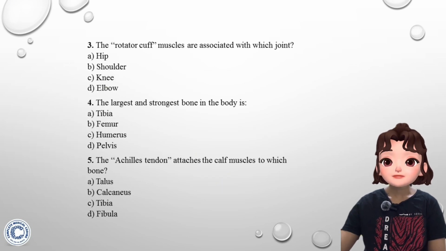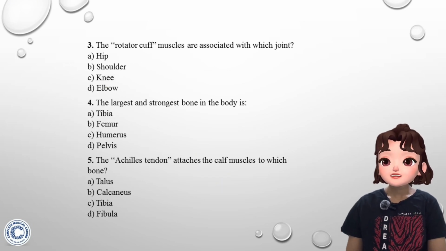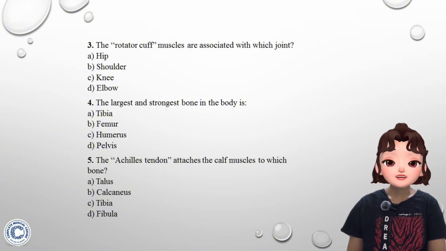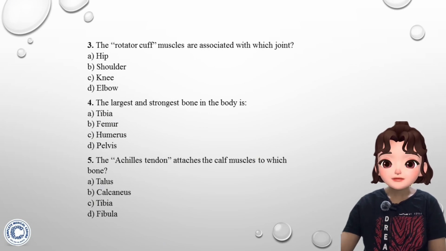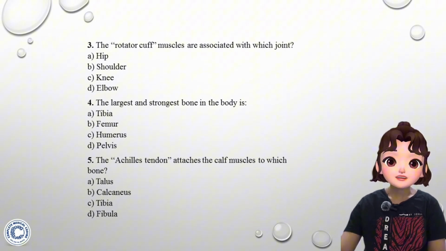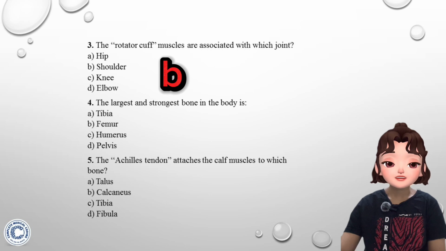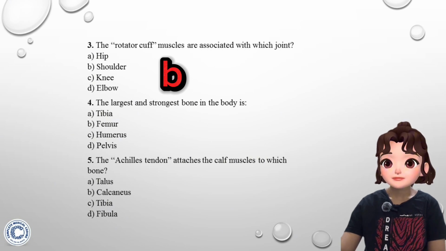Now, third question. The rotator cuff muscles are associated with which joint? Rotator cuff muscles. Options: hip, shoulder, knee, elbow. It's a simple question, right? The answer is option B, shoulder, rotator cuff muscle. It's associated with the shoulder.